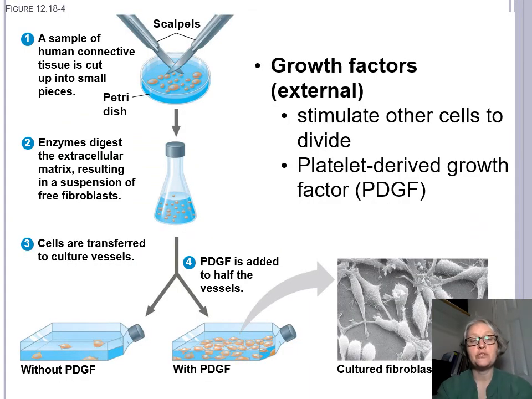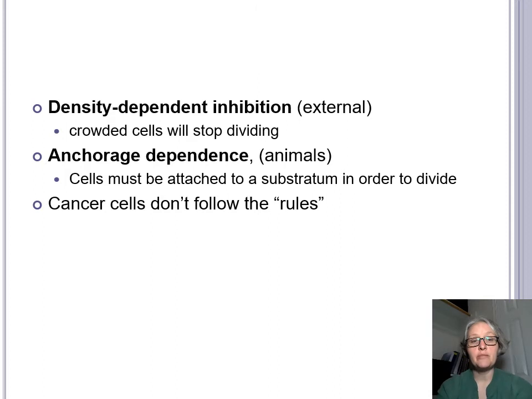Some other examples of signals that we will need to get past these checkpoints include things called growth factors. This is an external signal. These stimulate other cells to divide. One example of a growth factor is something called platelet-derived growth factor. If you take cells and try to grow them up in the lab, what will happen is they will be happy and they will sit there and they will do nothing. If you want cells to divide, you have to add an extra factor, something like platelet-derived growth factor, to tell them to divide.